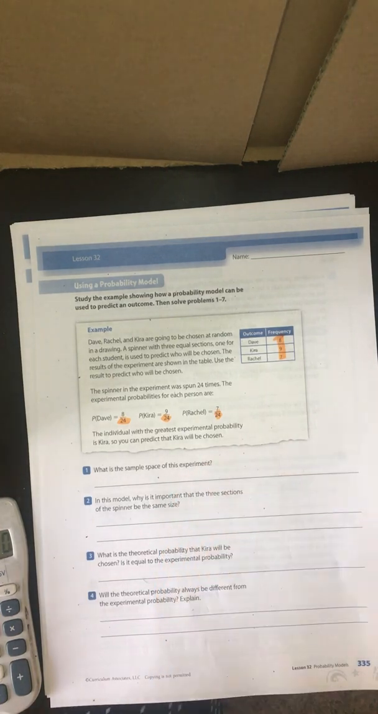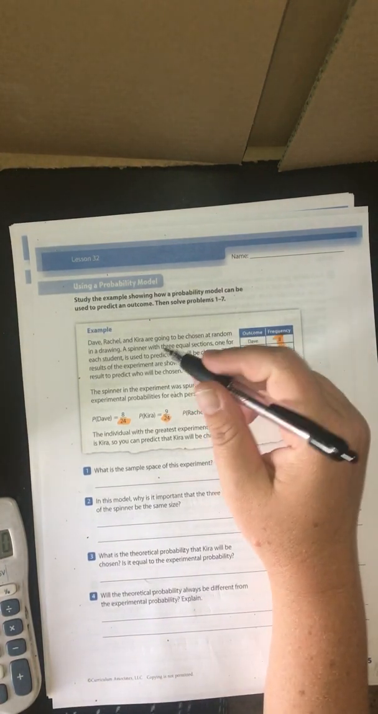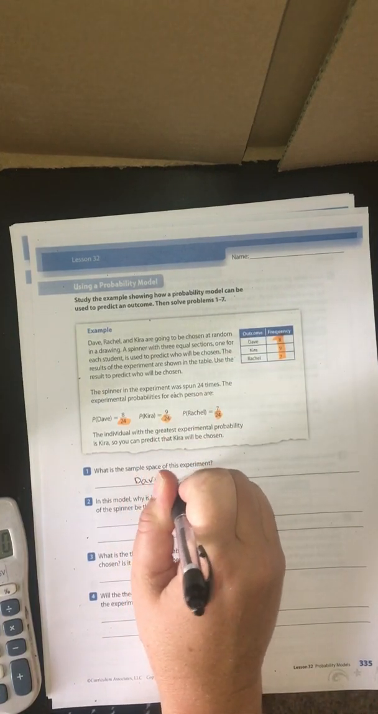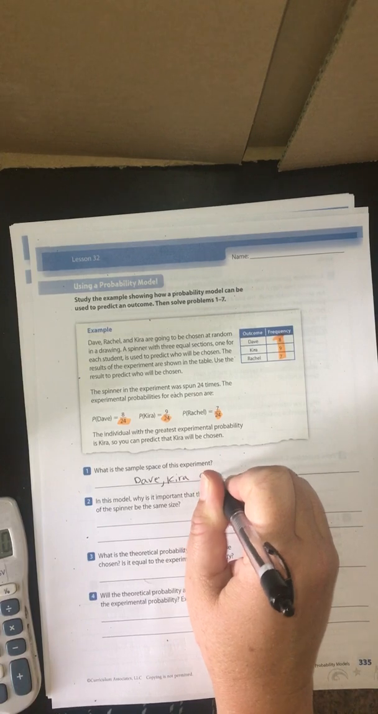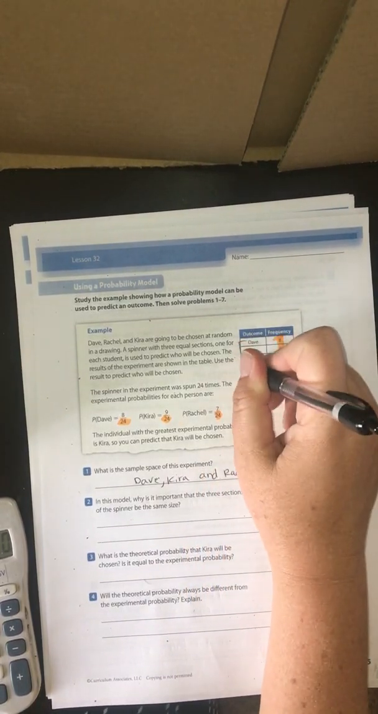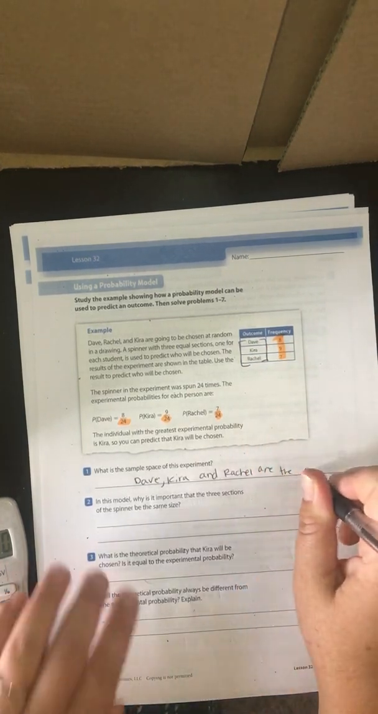So what is the sample space of this experiment? As you're going through with the sample space, you're talking about who are they talking about. So the sample space includes Dave, Kira, and Rachel. Okay, they are the sample space right here.